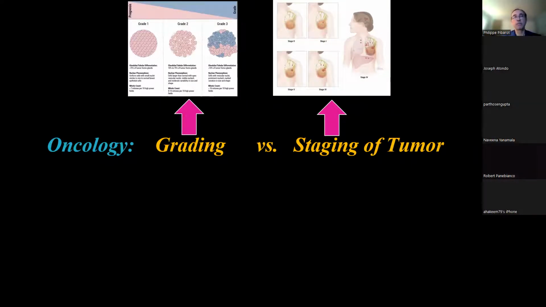And I think there is an analogy to make with oncology. Our colleagues in oncology, when they assess a patient with a cancer, will grade the severity of the primary tumor per se, and then they will stage the extension of the tumor. And with this two-fold assessment, they are able to guide and optimize the therapeutic management.